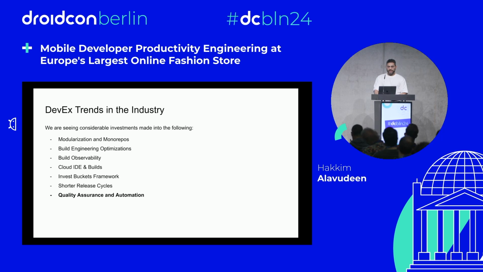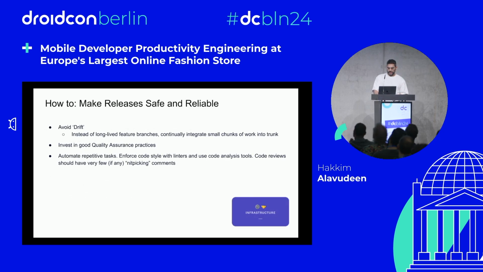Finally, it's great to do all of these things, but you also want to be sure that you have an automated way of ensuring quality, that what you're producing meets a certain quality bar. I don't need to dive into this too much, but making releases safe and reliable is about avoiding this concept of drift, right? When code branches drift too far apart from each other, they change too much, and then merging introduces conflicts, which we want to try and avoid. And again, automating repetitive tasks.